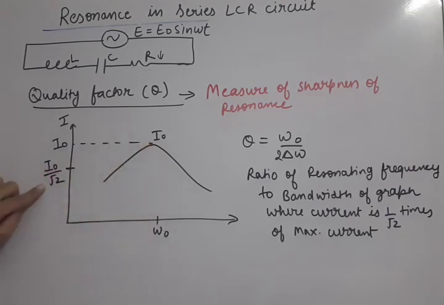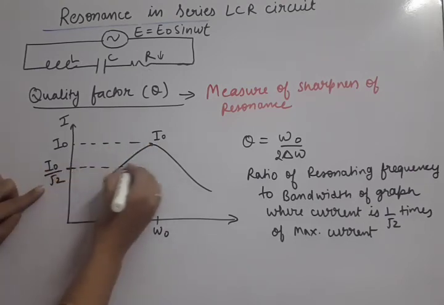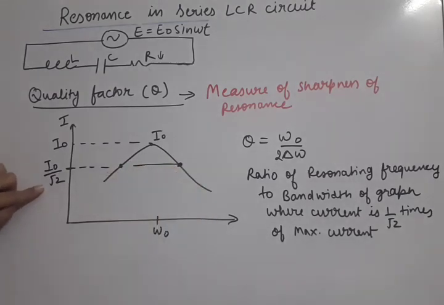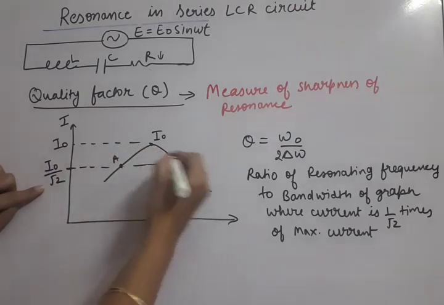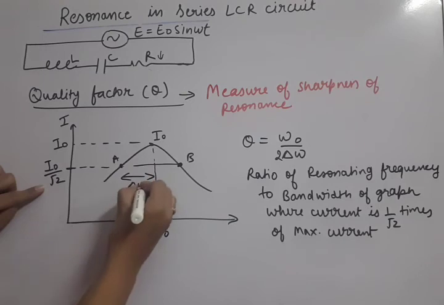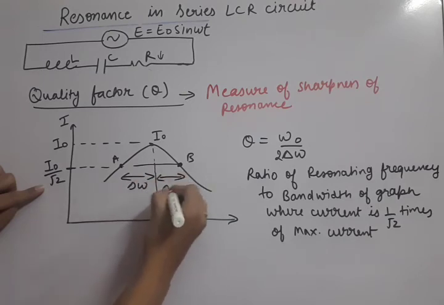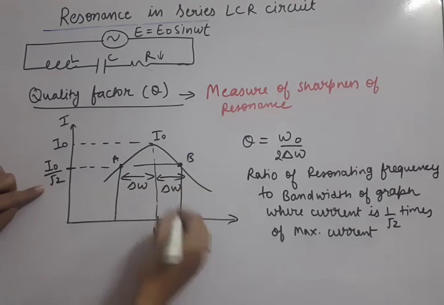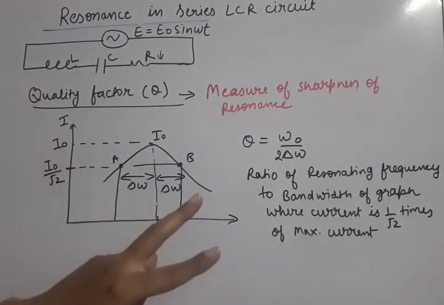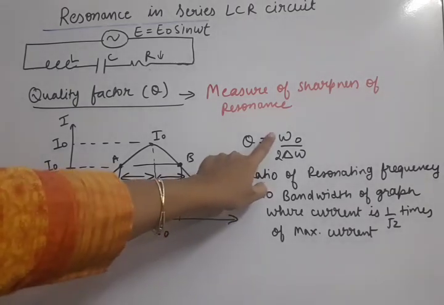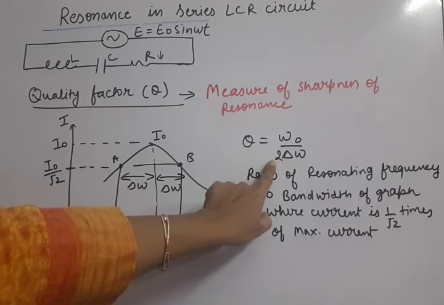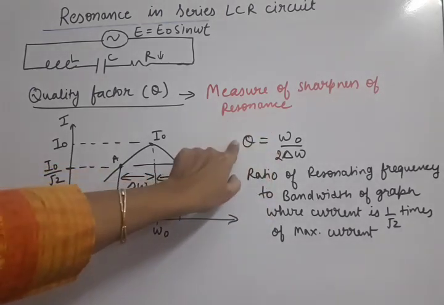But if I draw I0 by root 2 like this, it will intersect at 2 points of the graph, A and B. So from this midpoint, this width is called delta omega and this width is also called delta omega. That means this whole width is 2 delta omega. So the ratio of two frequencies, the resonating frequency and 2 delta omega, is called quality factor.